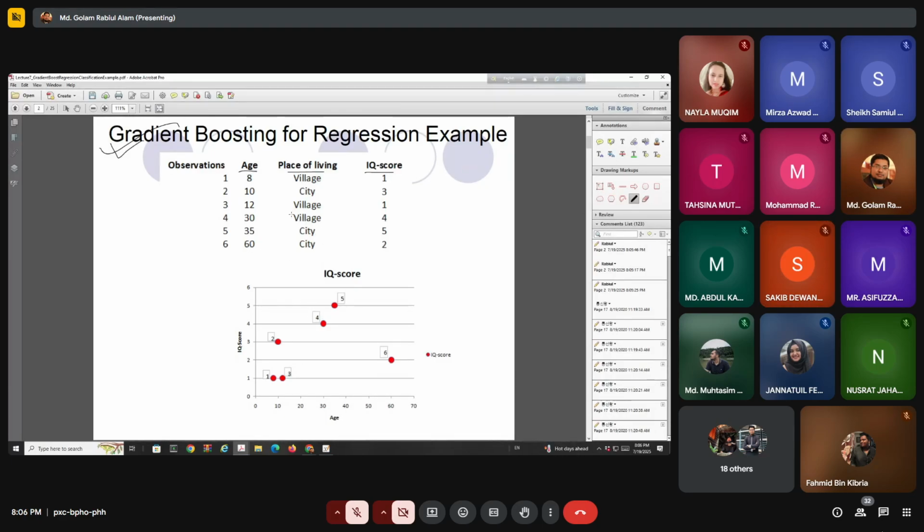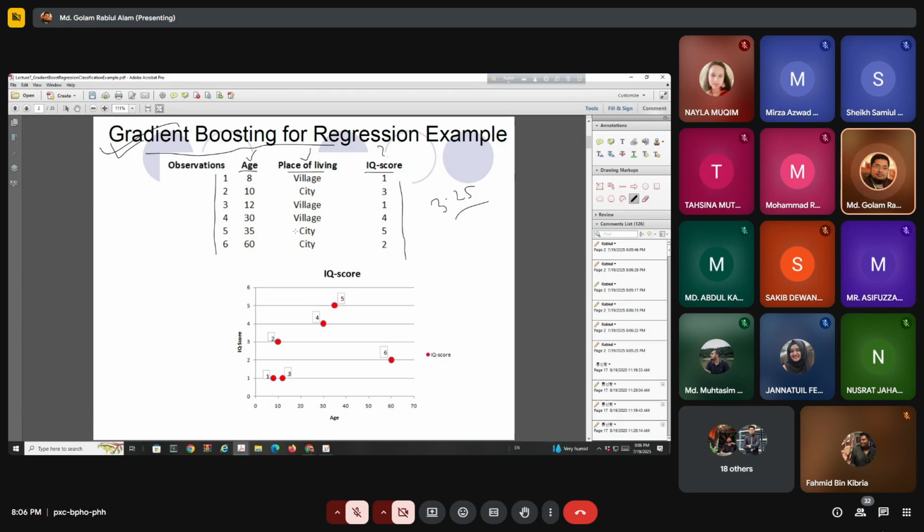Okay. So consider that the same data set again, and we have here the 6 observations, and based on the age and place of living, we want to predict the IQ score. And again, the IQ score can be any fractional value, like maybe 3.25 or something. So that's why we can consider this one as our regression problem, and we want to apply the gradient boosting regression for this case.